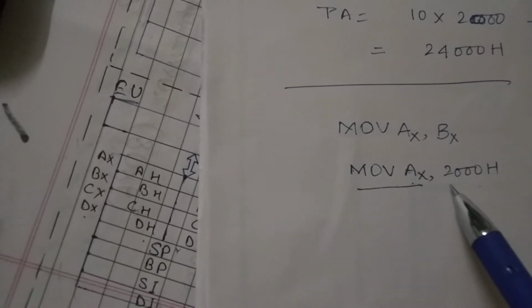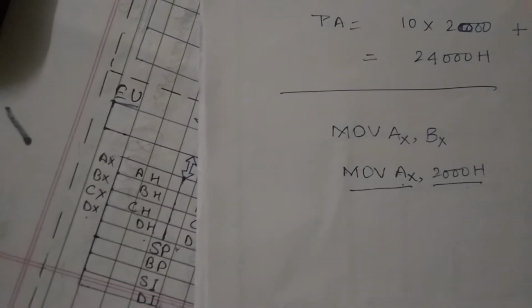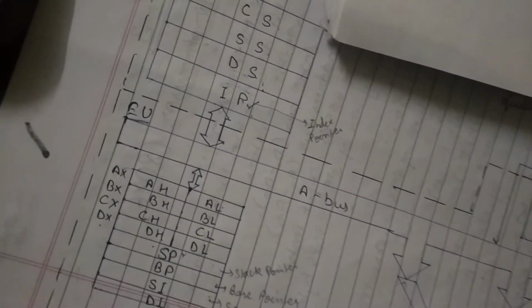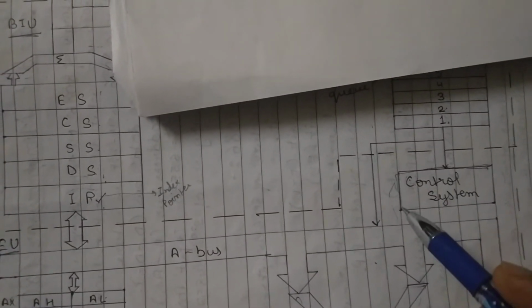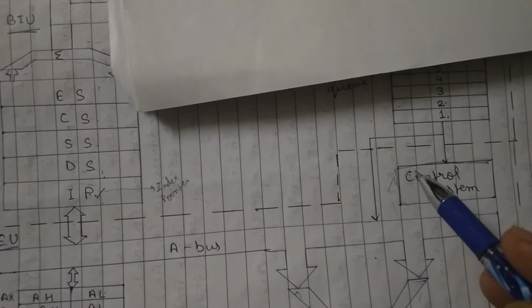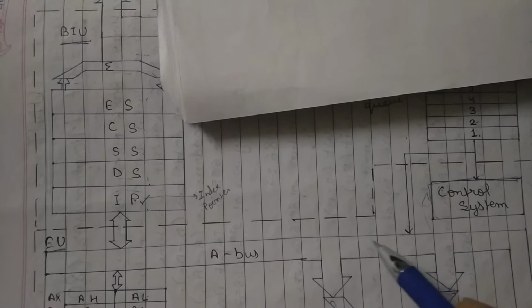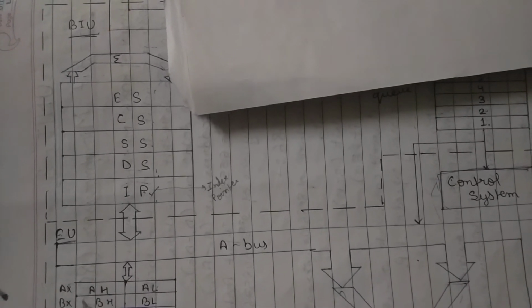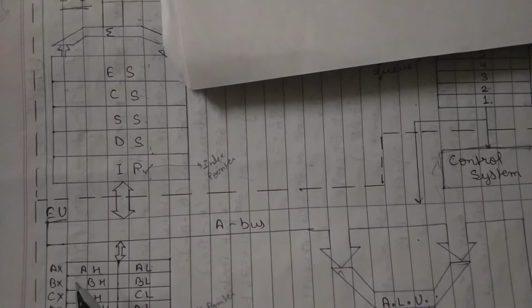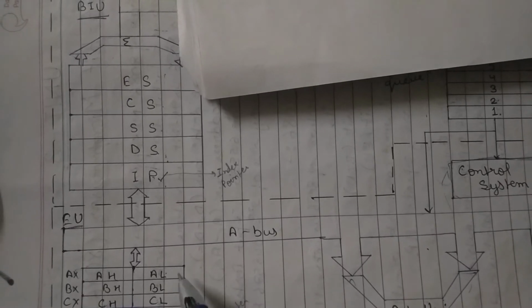So here this part of the instruction is the opcode and this part is called the operand. So suppose that this instruction is given to the execution unit. The opcode part must be given to the control system block, the control circuit block, and the operand part is given to this address bus so that it can be stored in the general purpose register.